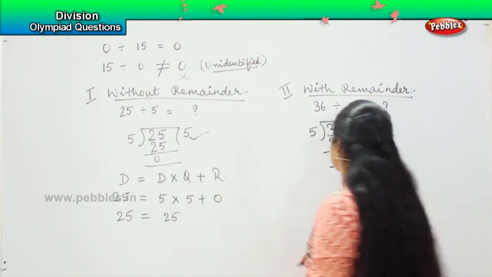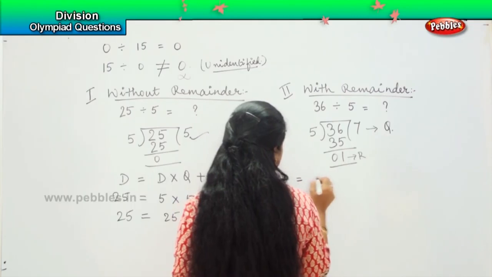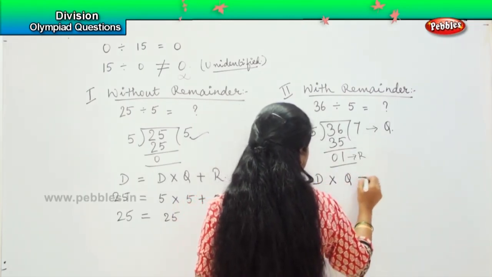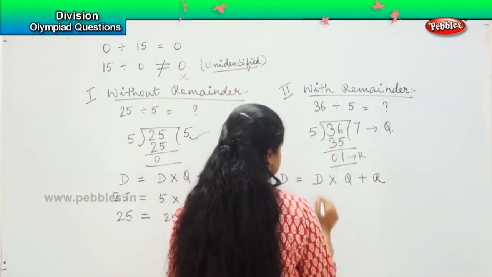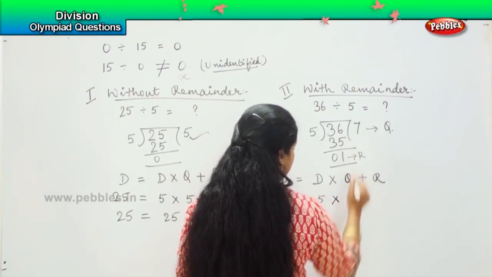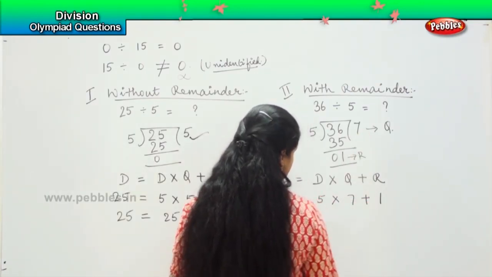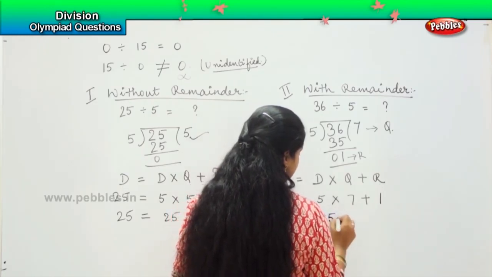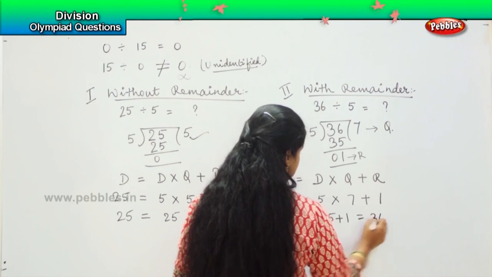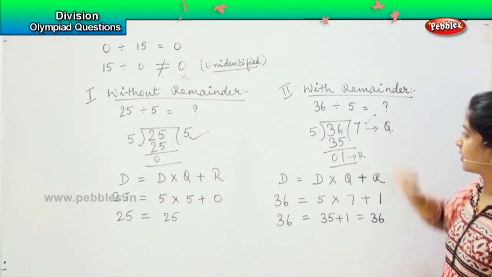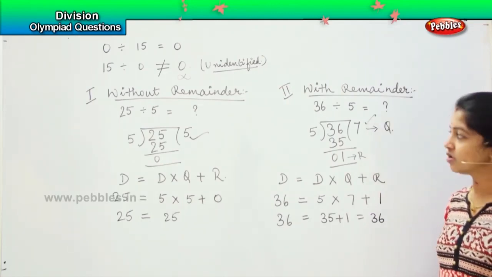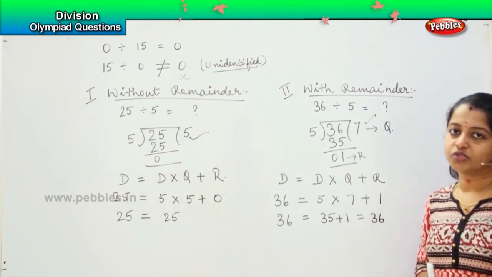We will cross verify the answer, right? Dividend is equal to divisor into quotient plus remainder. My dividend is 36, the divisor is 5. 5 into 7 plus remainder 1, which is 35 plus 1 equals 36. And my question is also 36, which means that this answer is correct. Understood? So, shall we solve more problems using these methods? Are you all ready for the sums? Shall we start? Okay, here is your first sum.